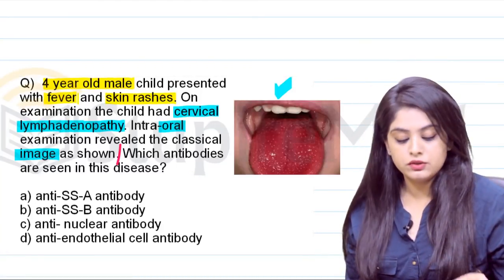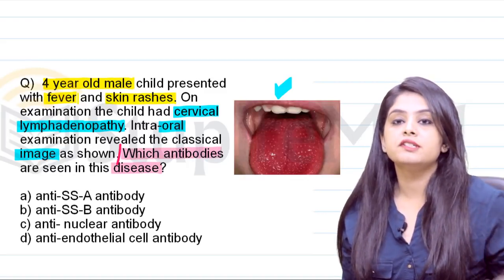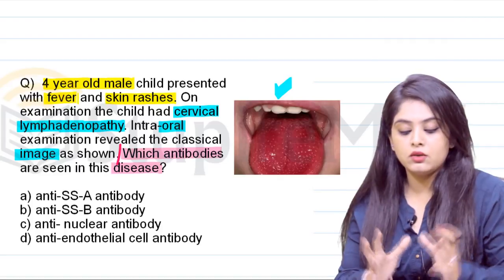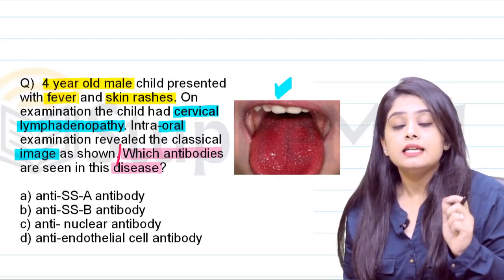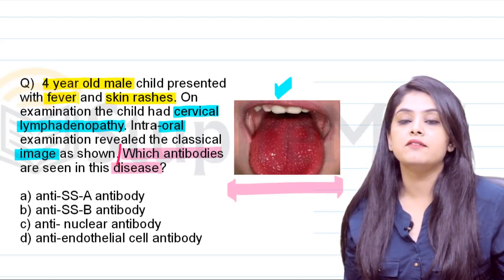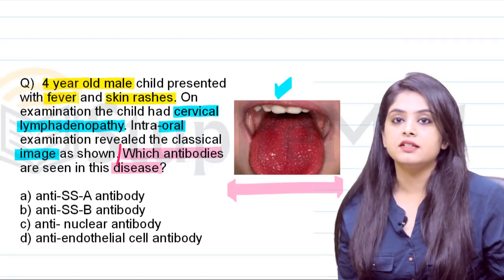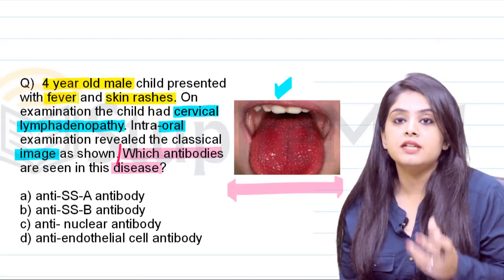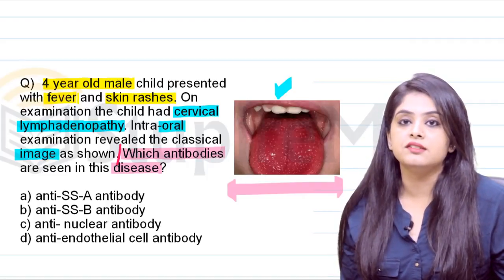The next part of the question, students, is which antibodies are seen in this disease? What you first had to infer was which disease. And we've done that because all these symptoms clearly point towards Kawasaki disease. Even if these symptoms would not have been given, this particular spotter image, a very classical image of strawberry tongue, is commonly seen in Kawasaki. But the examiner wants to test in what depth you have studied Kawasaki disease.